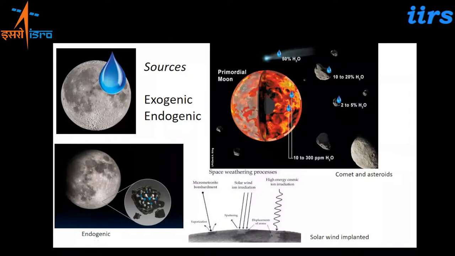So the water contributed by comets, asteroids, and meteoroids, that we term as exogenic water, is most likely to be present in the polar regions. And other water that is formed by solar wind hydration is uniformly present in more or less most of the regions, and it is continuously produced by reduction of lunar oxides by solar wind protons, the high energy solar wind protons.